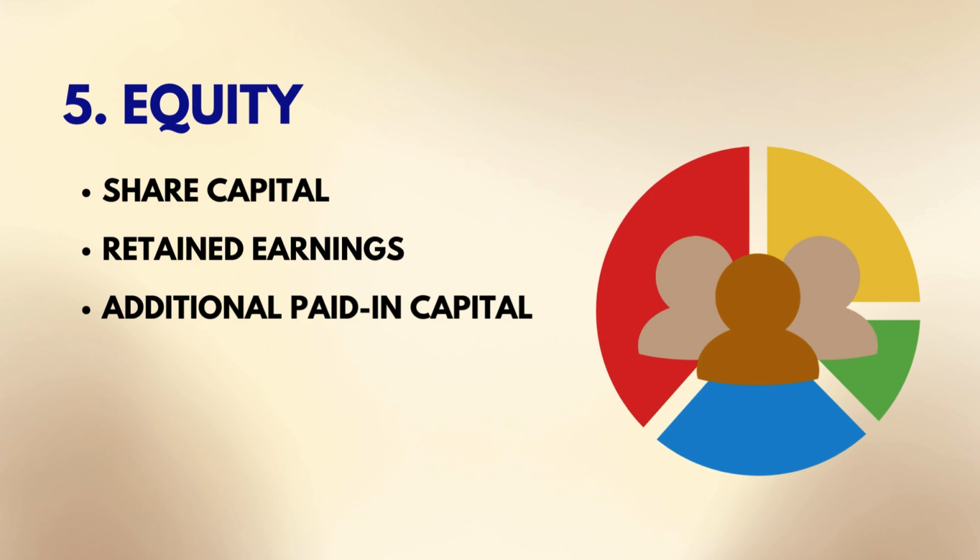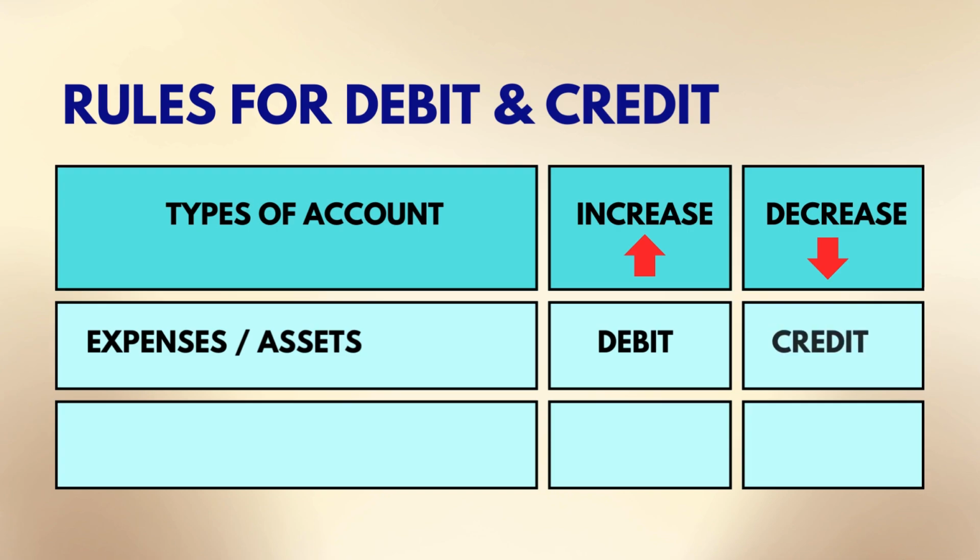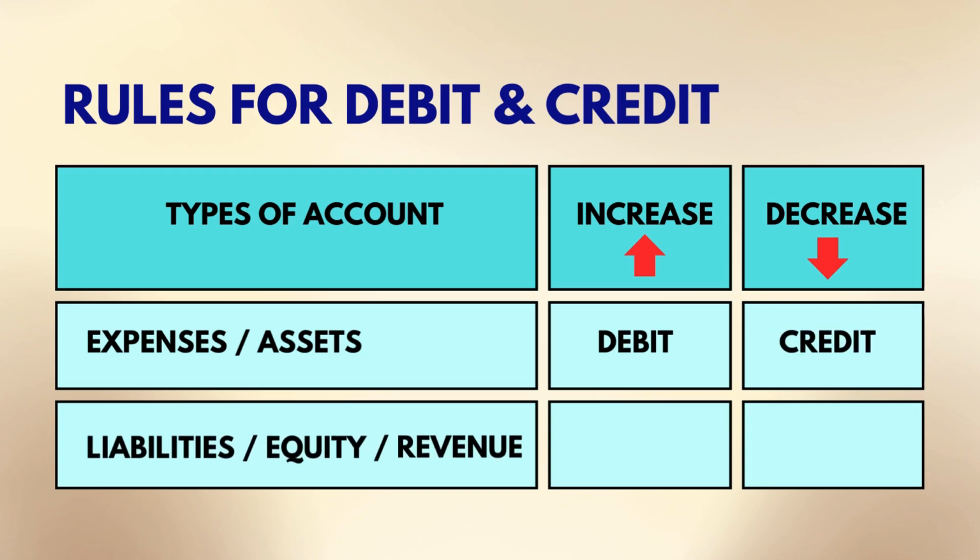As we have gone through the 5 elements in accounting, we will now see the easiest rule for passing journal entries. So here we display the rules for making journal entries. In case of expenses and assets, if there is an increase, you have to debit the account, and in case of decrease, you have to credit the account. On the other side, in case of liabilities, equity and revenue, if there is an increase, you have to credit the account, and if you have a decrease, you have to debit the account.